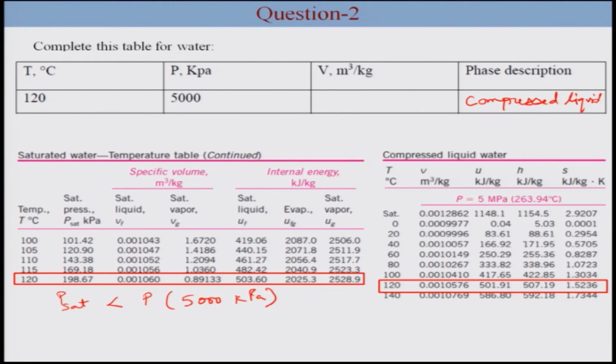For calculating the specific volume, we need to look into compressed liquid table. At 120 degree Celsius, the specific volume of the compressed liquid is 0.0010576. So, this problem gives us an idea of different phases and how to find what kind of phase exists at what properties.